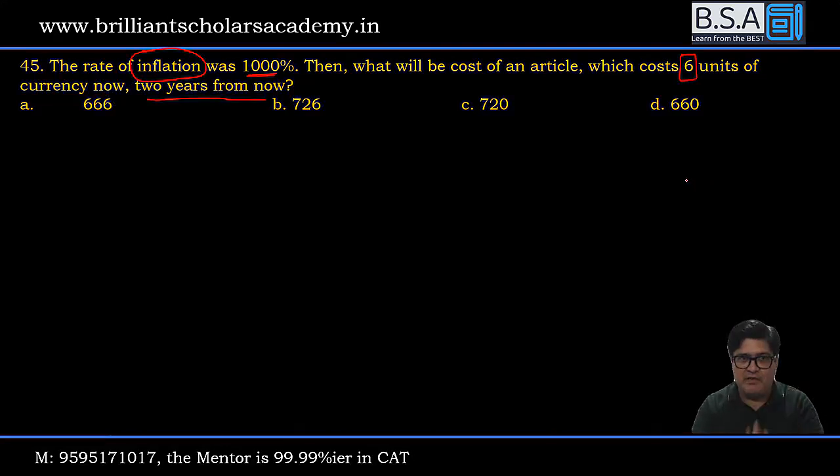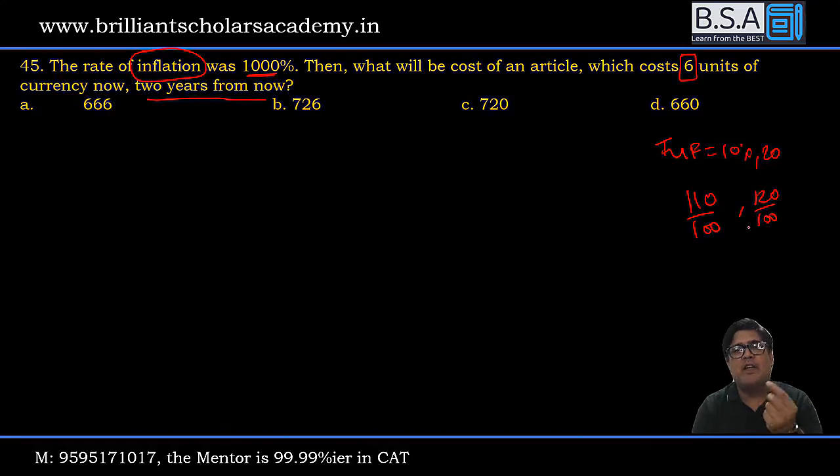If the inflation was 10%, we will say 110 upon 100. Inflation means percentage increase. If the inflation was 20%, what will you multiply? You will multiply 120 upon 100. Whatever the increase is, we write it on 100 as extra. If it were 30% inflation, I would write 130 upon 100.